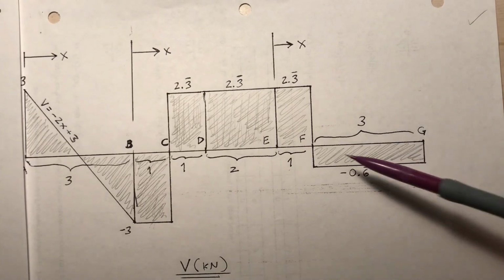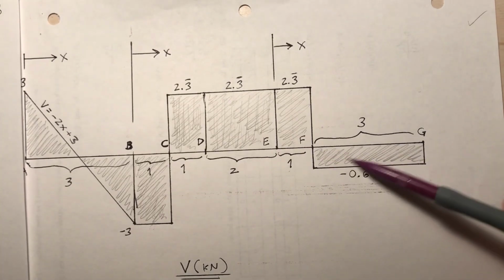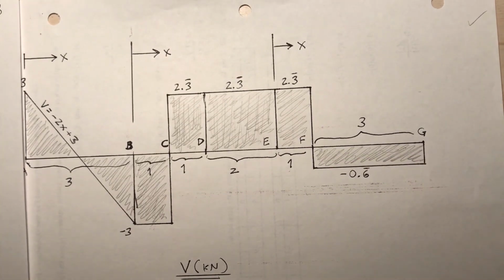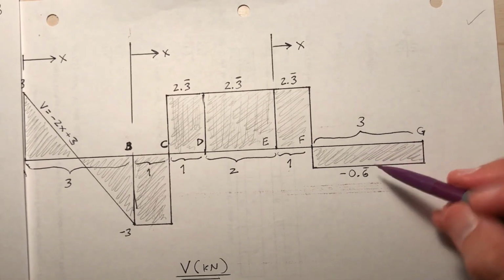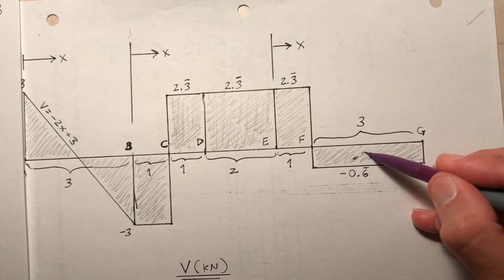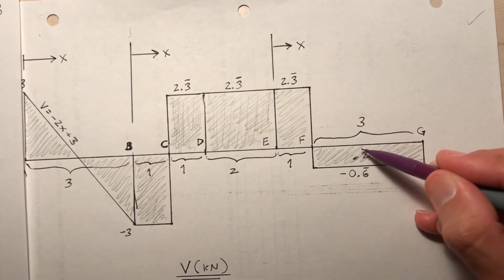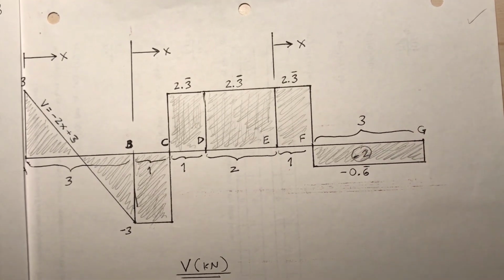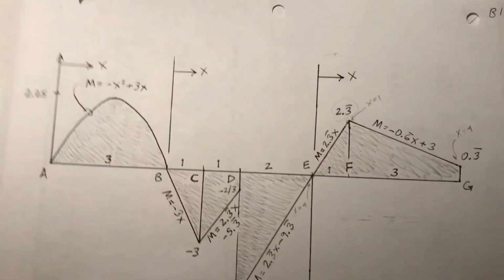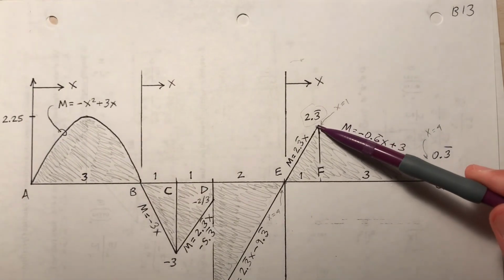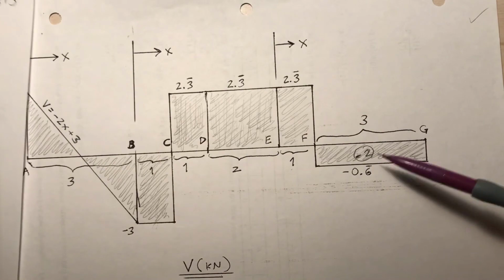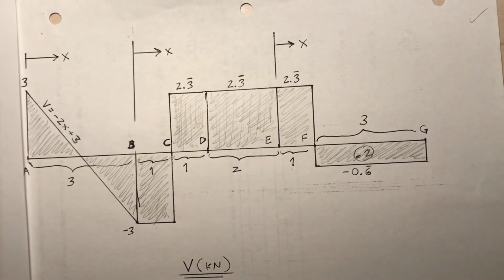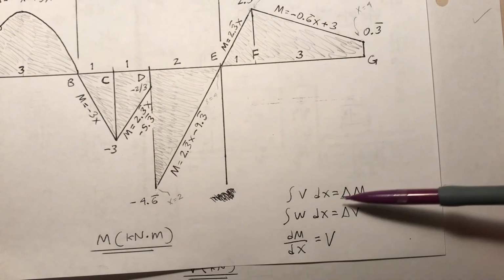Let me try that again. The area under the shear curve between F and G is 3 times 2/3. 3 times 2/3, that's 2, isn't it? This area is -2. I think I got confused there a minute ago. So that area is -2, right? So -2 is the change in moment. It goes from 2 1/3 to 1/3. Yep, that's a change of -2. Yeah, I said it correctly that time. So that's a demonstration of these relationships.